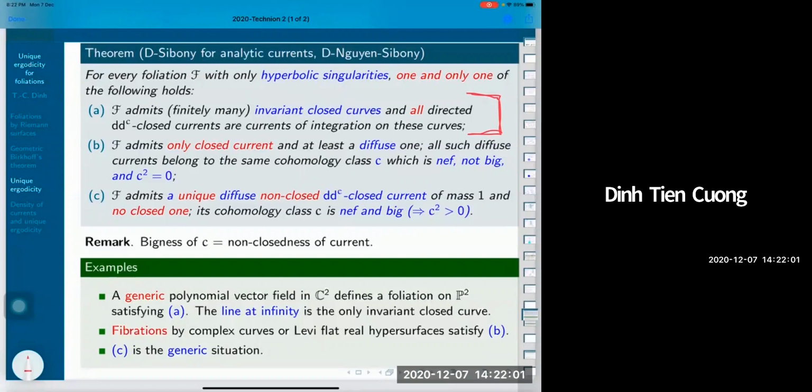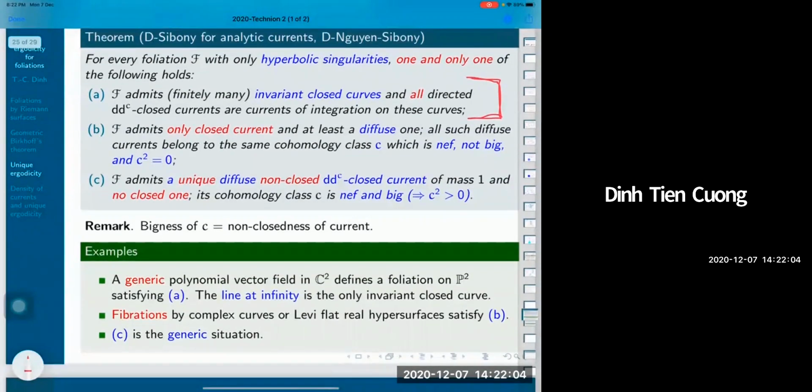The second possibility is that you only have closed current. So you may have invariant curves or not, but the currents which are diffuse, those currents belong to the same cohomology class. So we have only closed current. They belong to the same cohomology class, and this class is nef, not big, and you have something like c squared equal to 0.